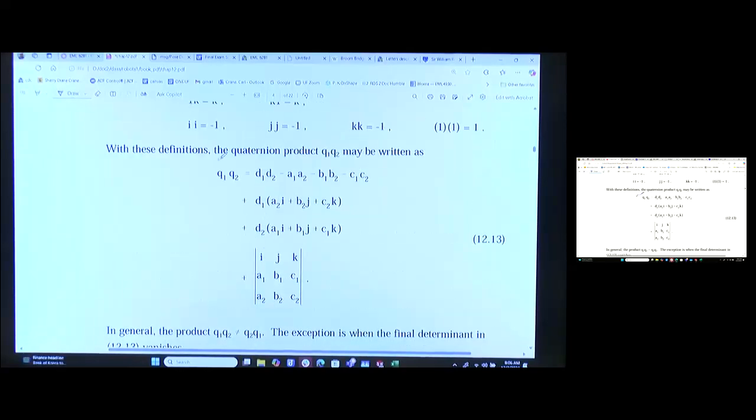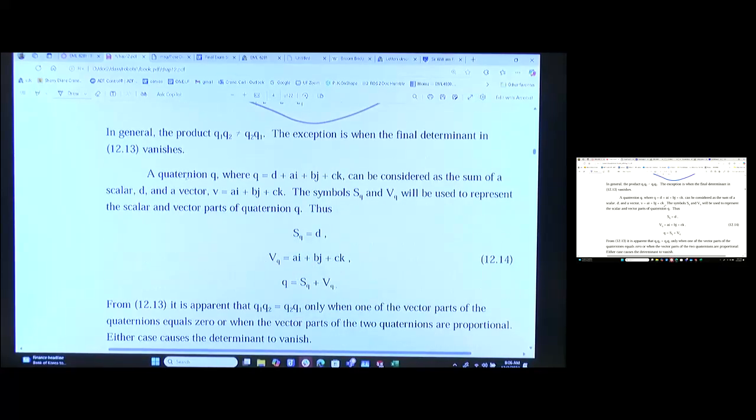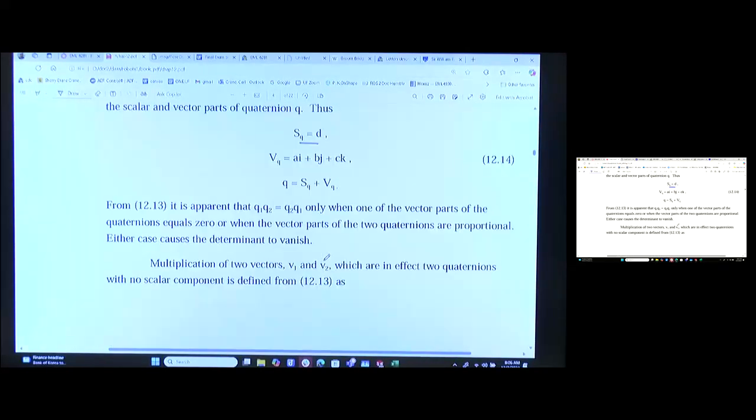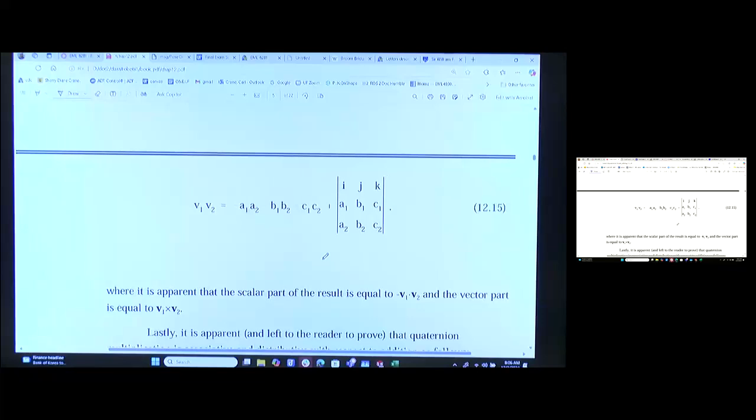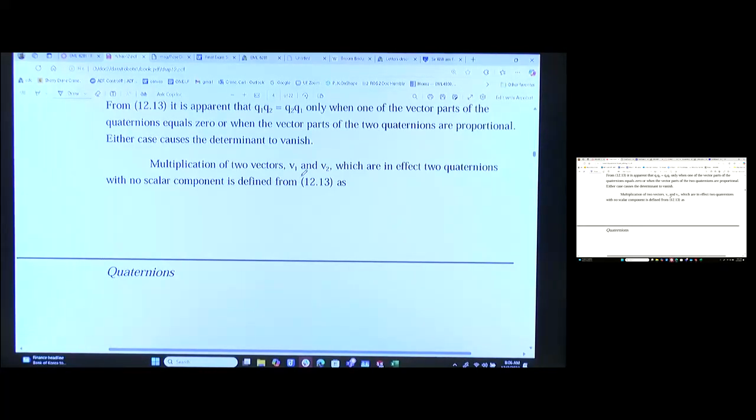Oh, so this is the thing I wrote on the board. So that's the important definition. Again, we have the scalar and vector parts, nothing new there. And we do show it here, although to me it's not all that important.